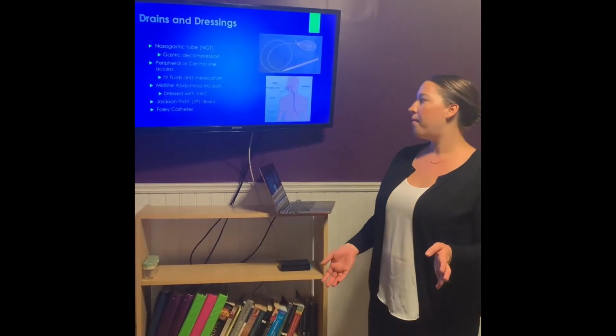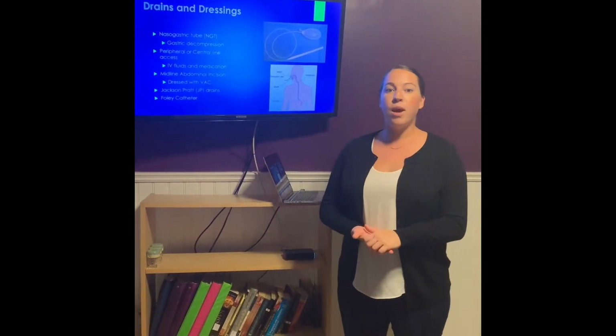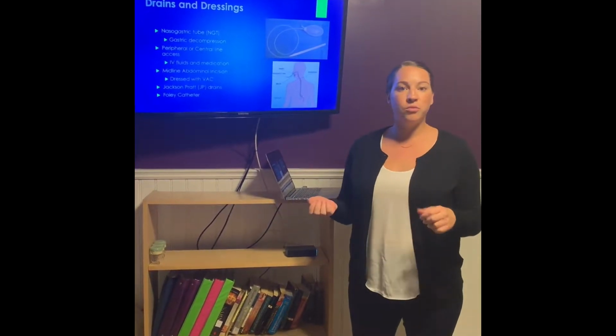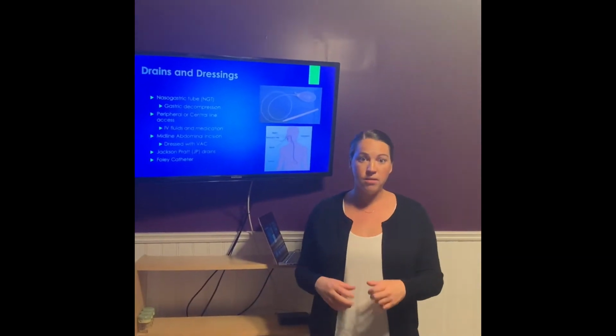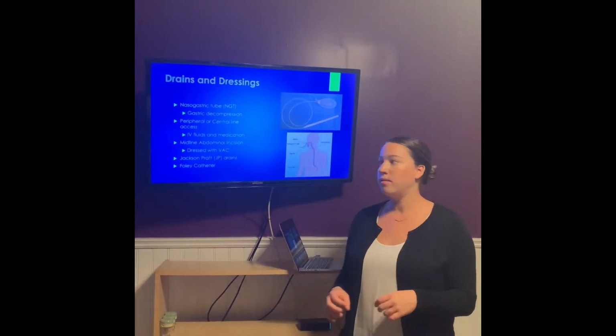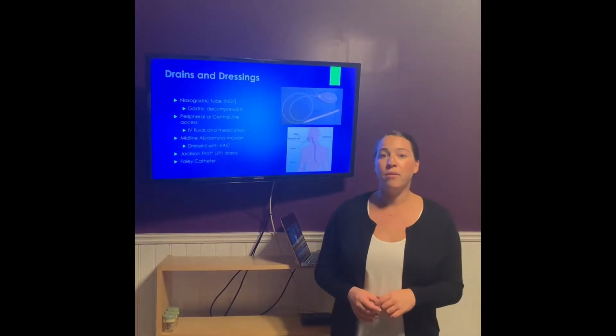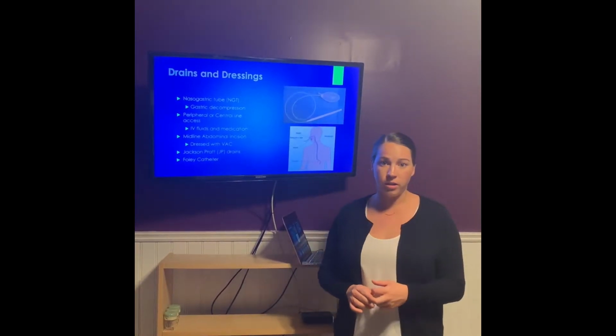Patients are also going to come out of the operating room with 2 Jackson Pratt drains. Anytime that you cut through organs, they release fluid, and it's the job of the Jackson Pratt drains, or JP drains, to collect this fluid and prevent against intra-abdominal infections. Patients also come out with a Foley catheter to keep strict output of their urine output.